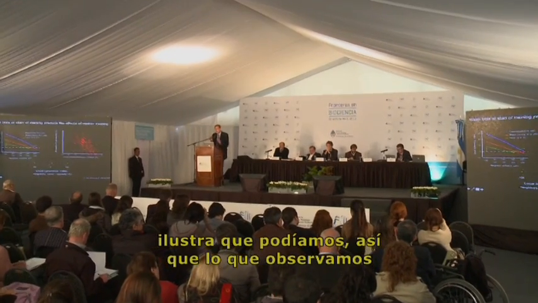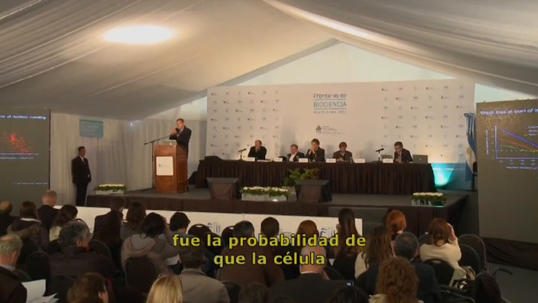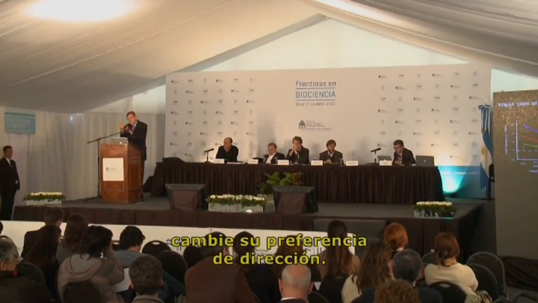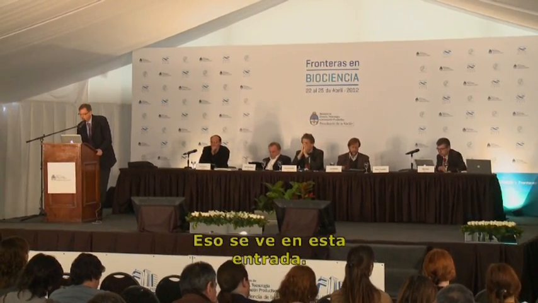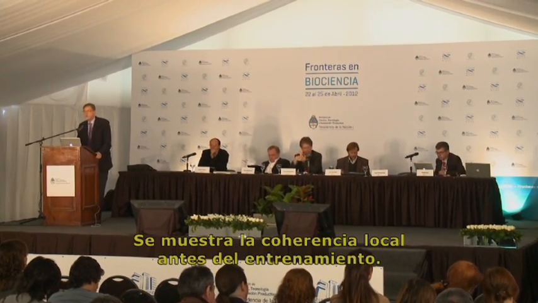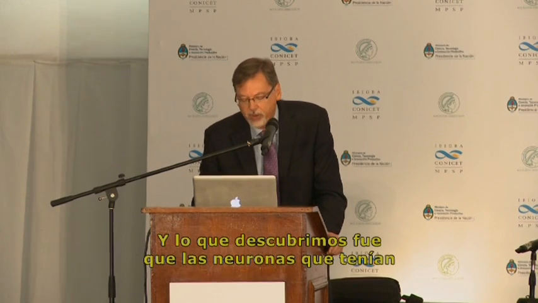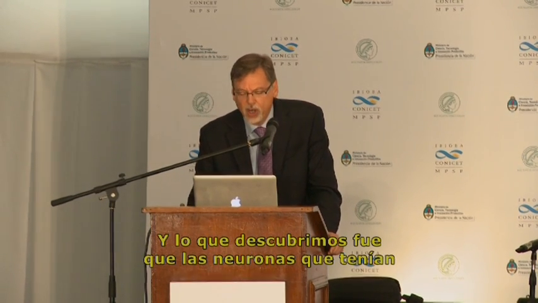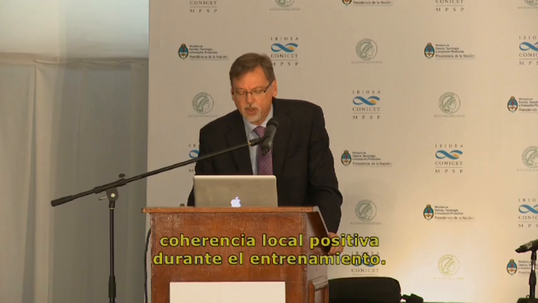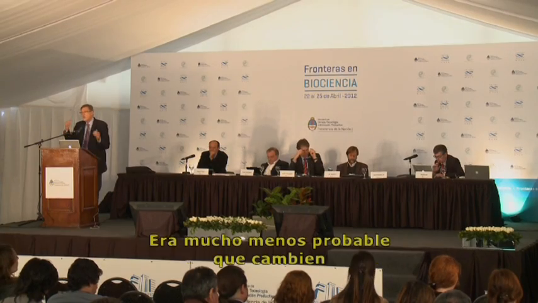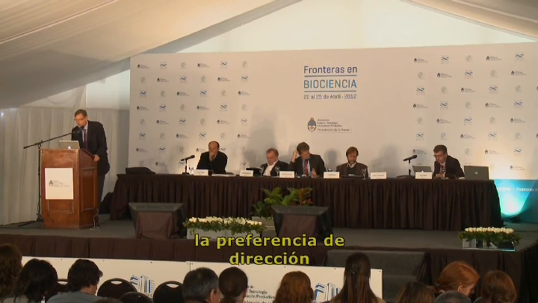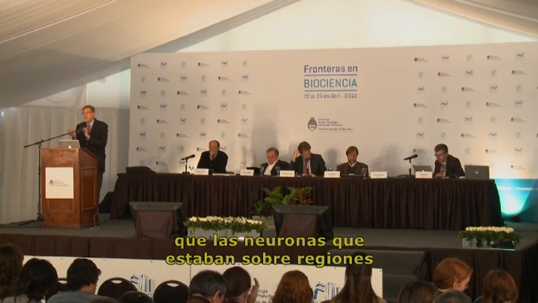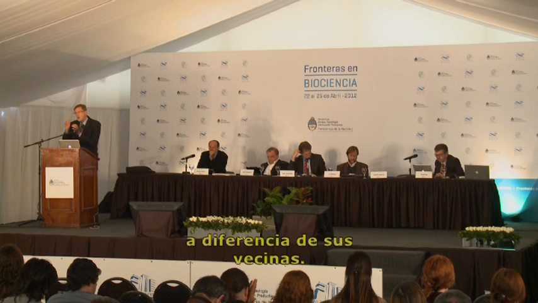So what we looked at was the probability that a cell would change its direction preference. And that's illustrated along this axis. And this is showing you the local coherence before training. And what we found was neurons that had a positive local coherence prior to training were much less likely to change their direction preference than neurons that were sitting in regions where they had a negative coherence, i.e., unlike their neighbors.